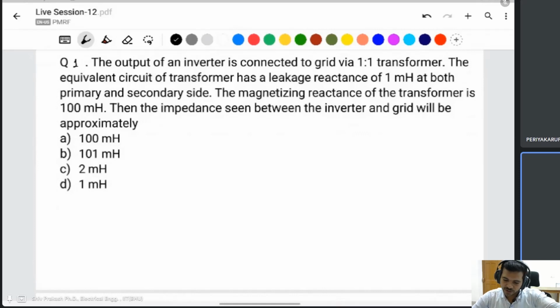The question is related to one transformer only. The output of an inverter is connected to the grid via a transformer. The equivalent circuit of a transformer has a leakage inductance of 1 millihenry at both primary and secondary side. The magnetizing reactance of the transformer is 100 millihenry. Then the impedance seen between the inverter and the grid will be?